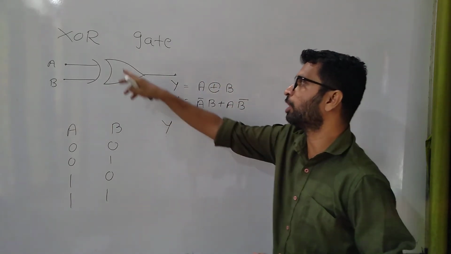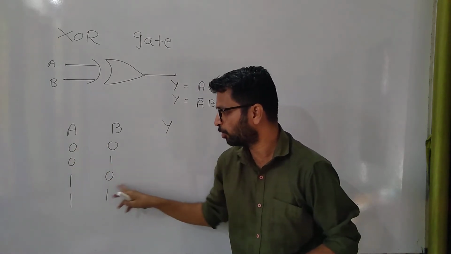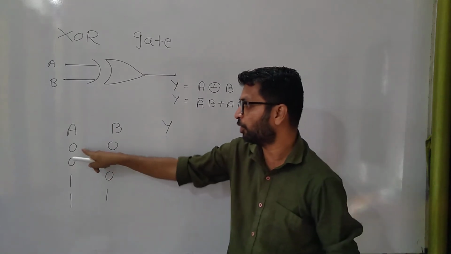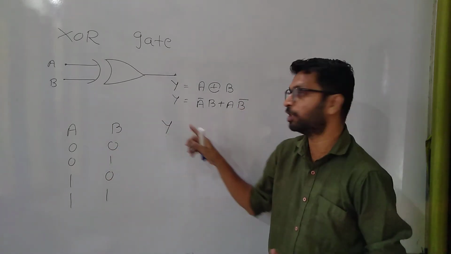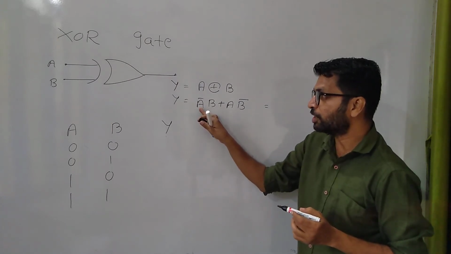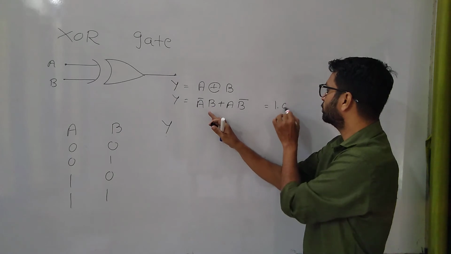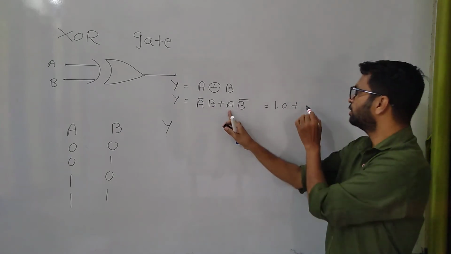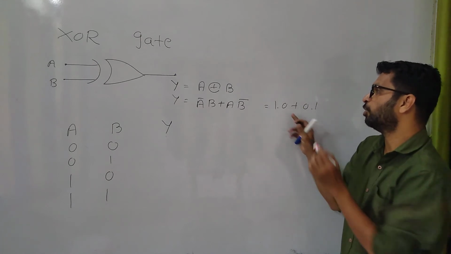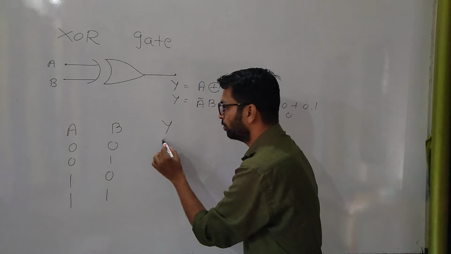So for the truth table, we will write down the four possibilities: 0 0, 0 1, 1 0 and 1 1. First of all, we will check the first one, 0 and 0. A is 0, B is 0. So we will check here. A is 0, 0 bar is 1, into B is 0, plus A is 0, 0 bar is 1. So 1 into 0 is 0, 0 plus 0, that is equal to 0.